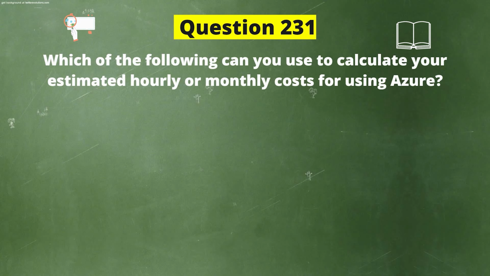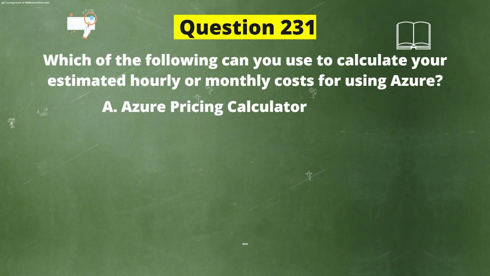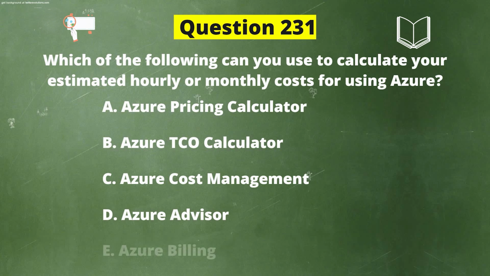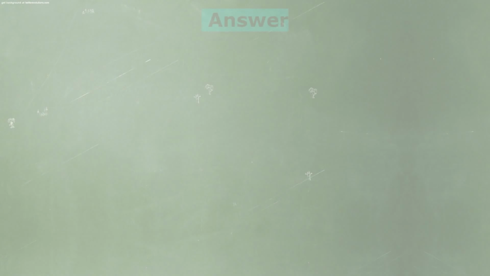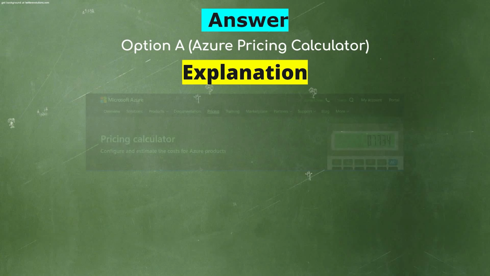Next question. Which of the following can you use to calculate your estimated hourly or monthly cost for using Azure? And the options are A. Azure Pricing Calculator, B. Azure TCO Calculator. C. Azure Cost Management. D. Azure Advisor. E. Azure Billing. And the correct answer is option A. Azure Pricing Calculator.